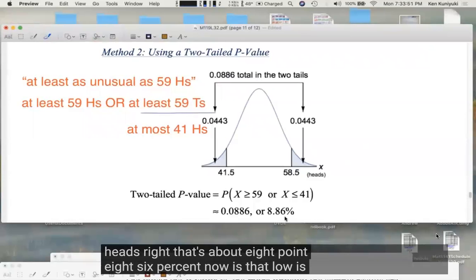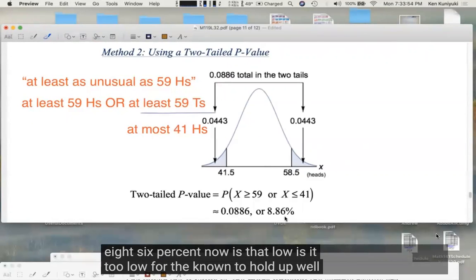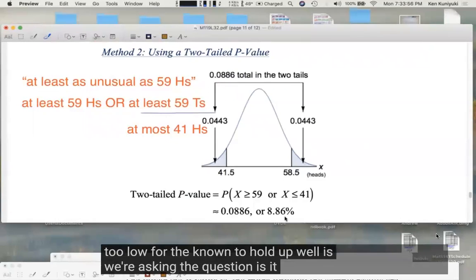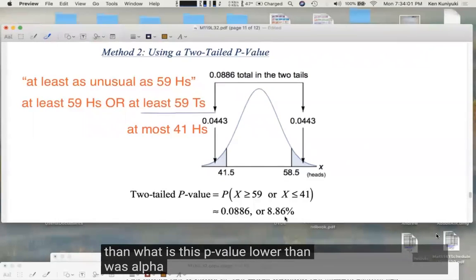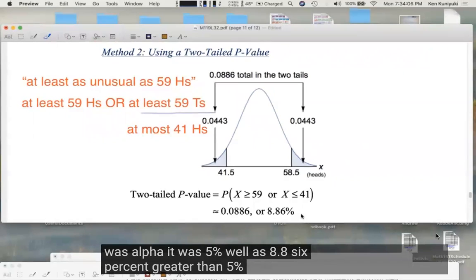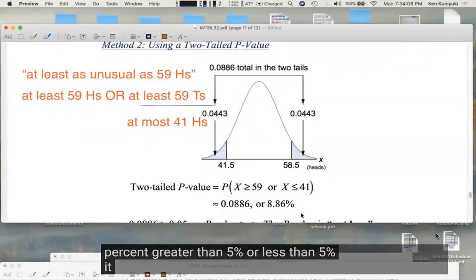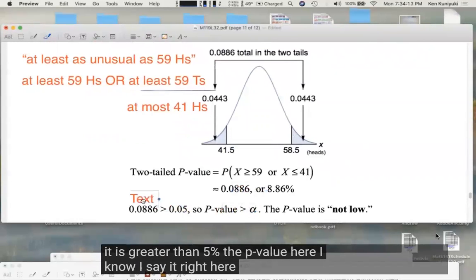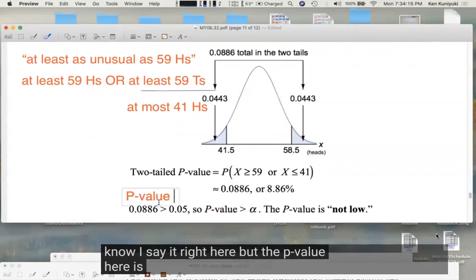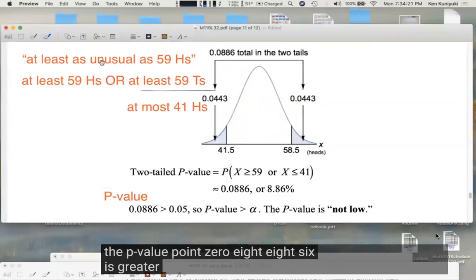Now, is that low? Is it too low for the null to hold up? Well, we're asking the question, is it lower than what? Is this p-value lower than alpha? What was alpha? It was 5%. Was 8.86% greater than 5% or less than 5%? It is greater than 5%. The p-value here is greater than alpha. The p-value, 0.0886, is greater than our pre-specified value for alpha.